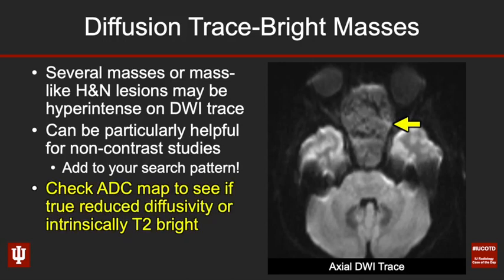Anytime you see something that's bright on your diffusion trace, obviously you want to correlate with your ADC map to see if it's truly got reduced diffusivity like a cellular process, or whether you're dealing with T2 shine through and something intrinsically T2 bright. And there's a lot of these diffusion bright masses.